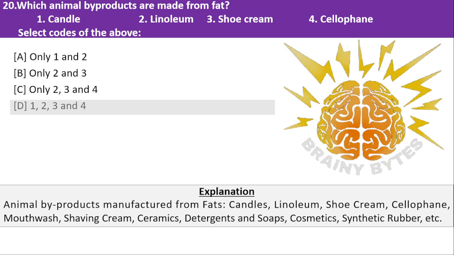Animal byproducts manufactured from fats include candles, linoleum, shoe cream, cellophane, mouthwash, shaving cream, ceramics, detergent and soap, cosmetics, synthetic rubber, etc.